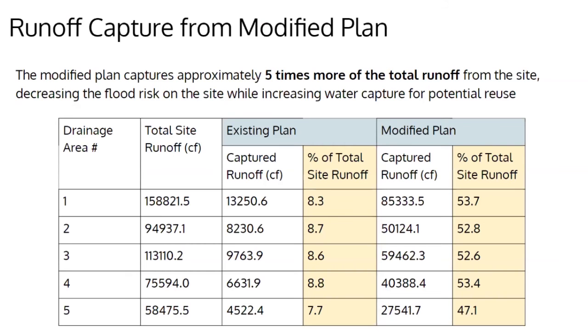First, it captures significantly more runoff than the existing plan. As this table shows, the modified plan captures approximately 5 times more total runoff from the site. This means less overland flow, lower risk of flooding during long periods of rain, and more treated stormwater.